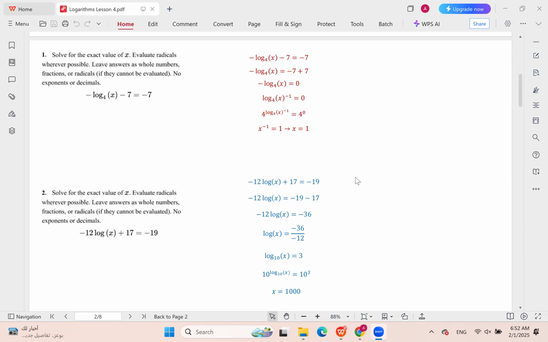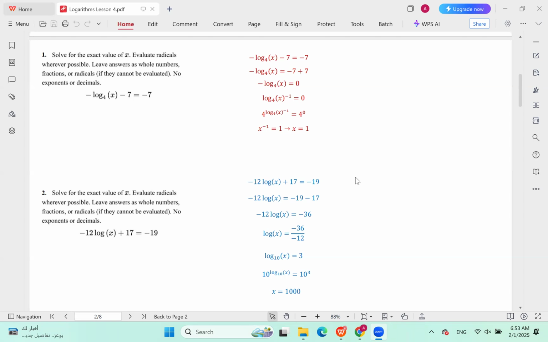So question 1 says, solve for the exact value of x, evaluate radicals wherever possible, leave answers as whole numbers, fractions, or radicals if they cannot be evaluated, no exponents or decimals. So these are just a couple of extra instructions. These are not very important. The main issue is that we're trying to solve for x.